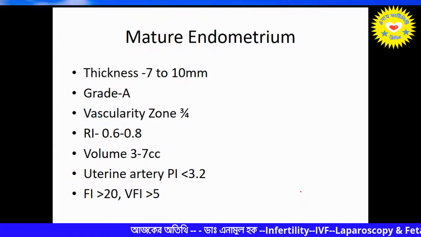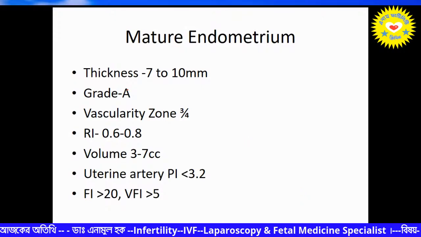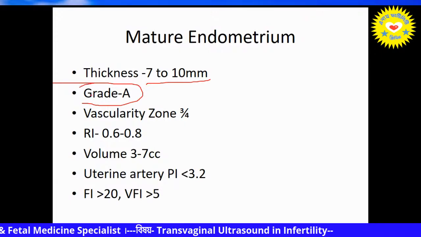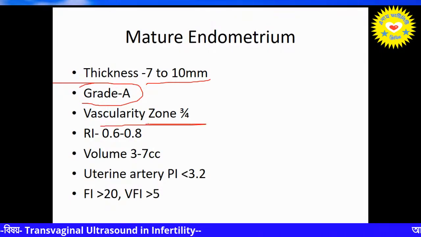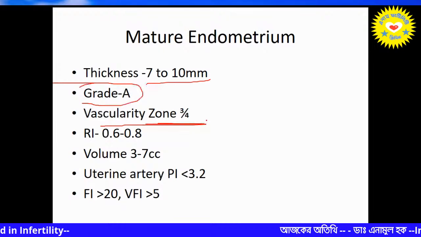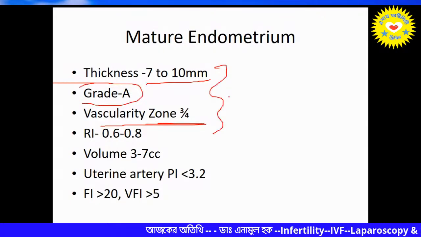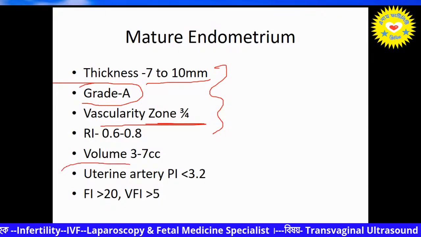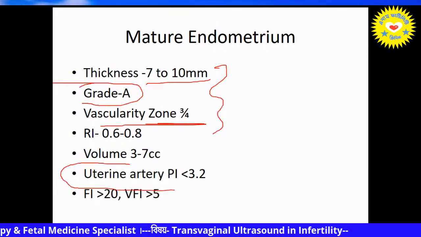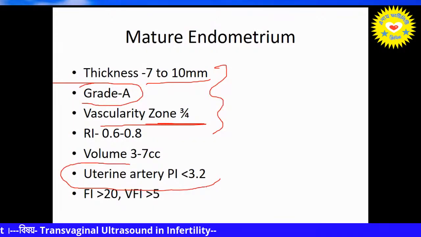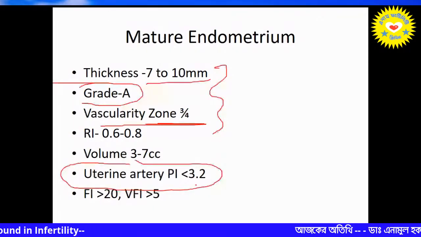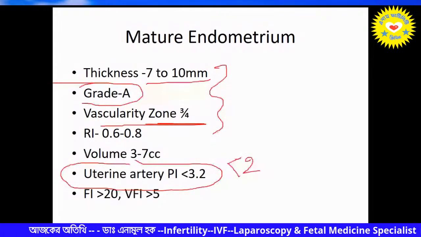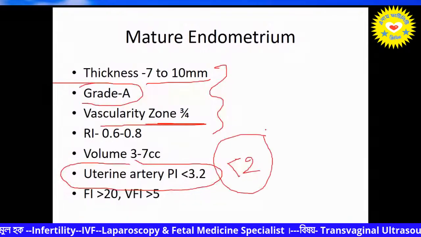So what is the matured endometrium? We see a matured endometrium when the thickness is 7 to 10 millimeters. This is the grade A endometrium, with vascularity zone 3 and 4. These three are very important in infertility practice management. You can also see the uterine artery PI. This is important for embryo transfer in IVF. It must be less than 3, and it is better if it is less than 2. If it is less than 2, then you can transfer your embryo. This is very important in IVF technology.